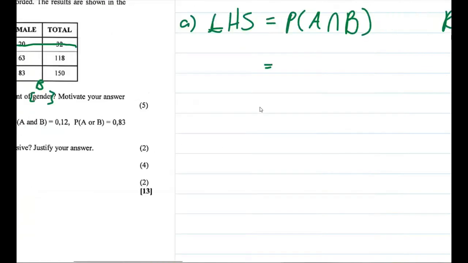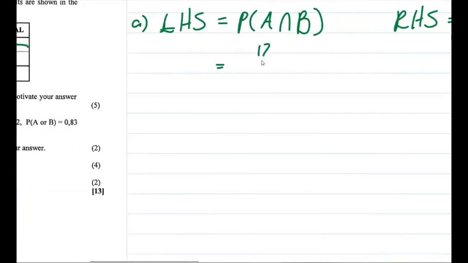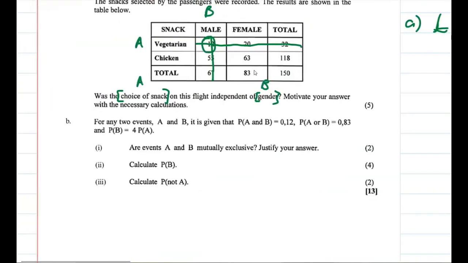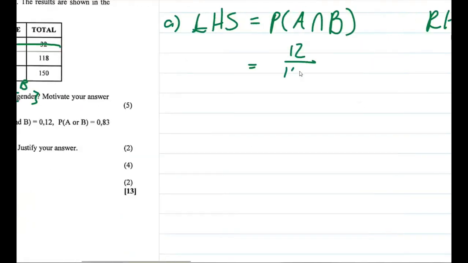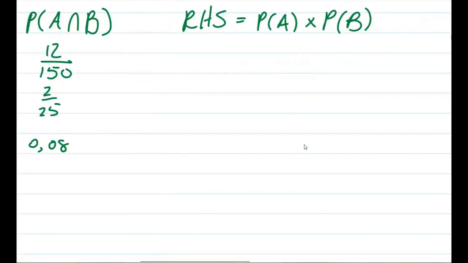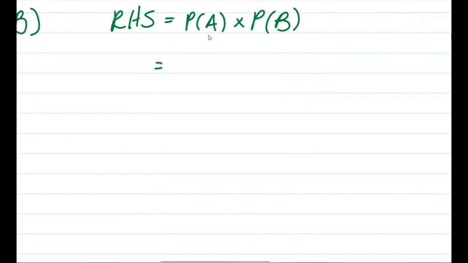So the probability of A and B should be 12 over the total of all the people. What's the total of all the people? 150. Can we simplify that? What do you get? 2 over 25. And decimally to the second? 0.08. All right, perfect.